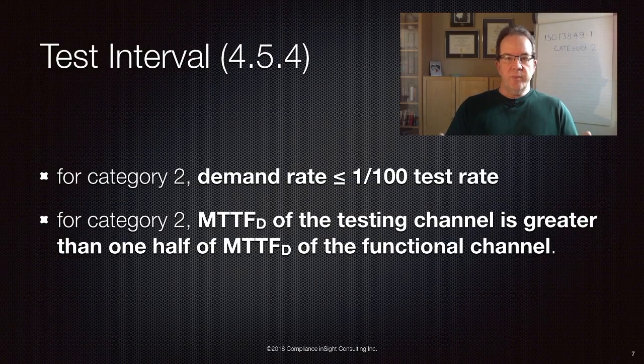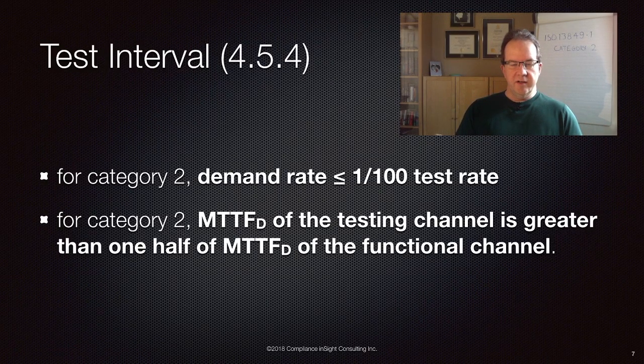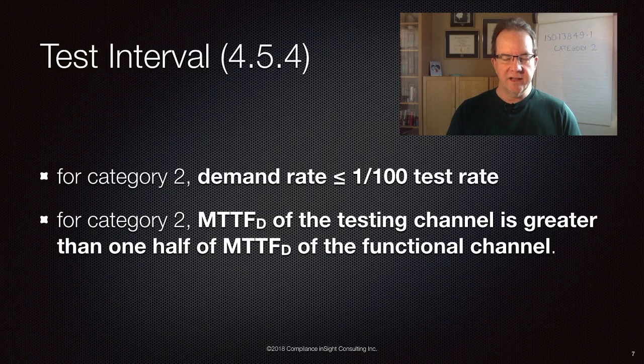So the other 2 points that we need to think about that are unique to category 2 are that the demand rate has to be less than or equal to 1/100th of the test rate, or another way to say that is the test rate has to be 100 times the demand rate. Okay, so if we have a demand rate of once per day, then in theory we need to test at least 100 times per day in order to meet this requirement.